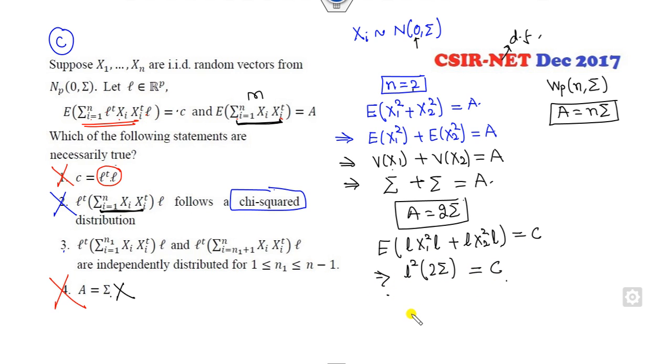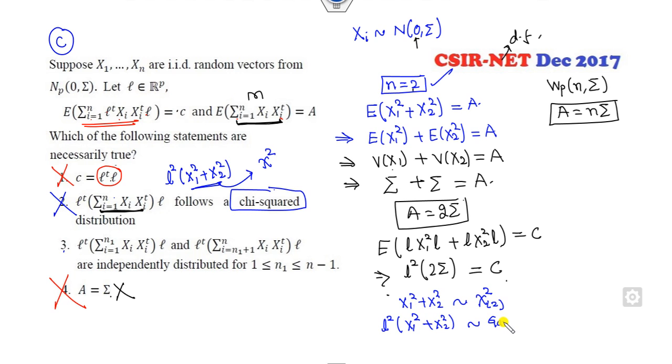Now how can you think about this? Since if I take n as 2, then this value will be my L square times x1 square plus x2 square. So x1 square plus x2 square will follow my chi-square distribution with 2 degrees of freedom, but L is my constant number. So if you multiply it here, then it follows my gamma distribution. But he said a chi-square distribution, so cancel. Again, the correct option is C, the right answer.